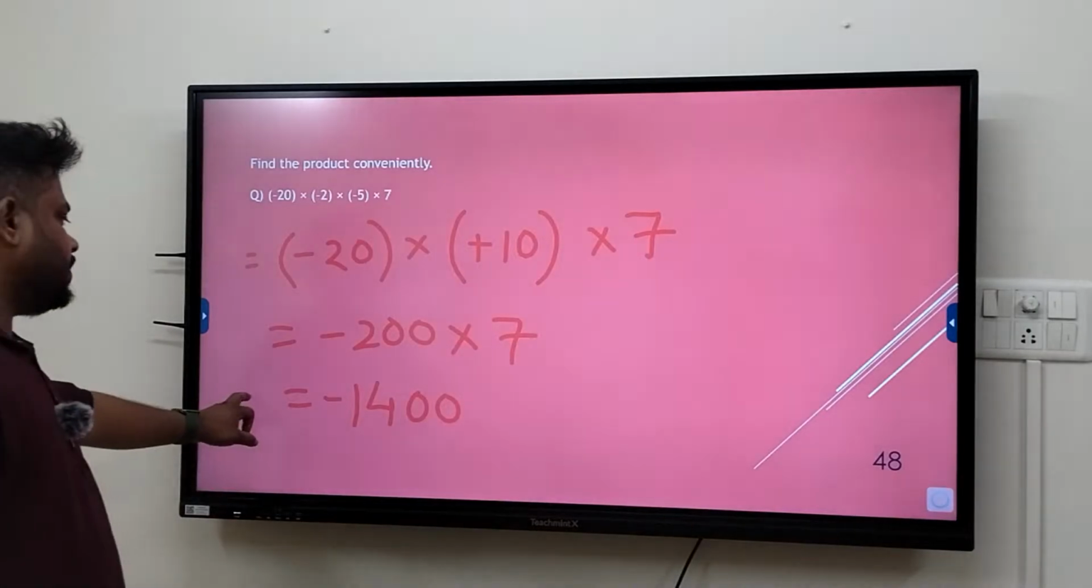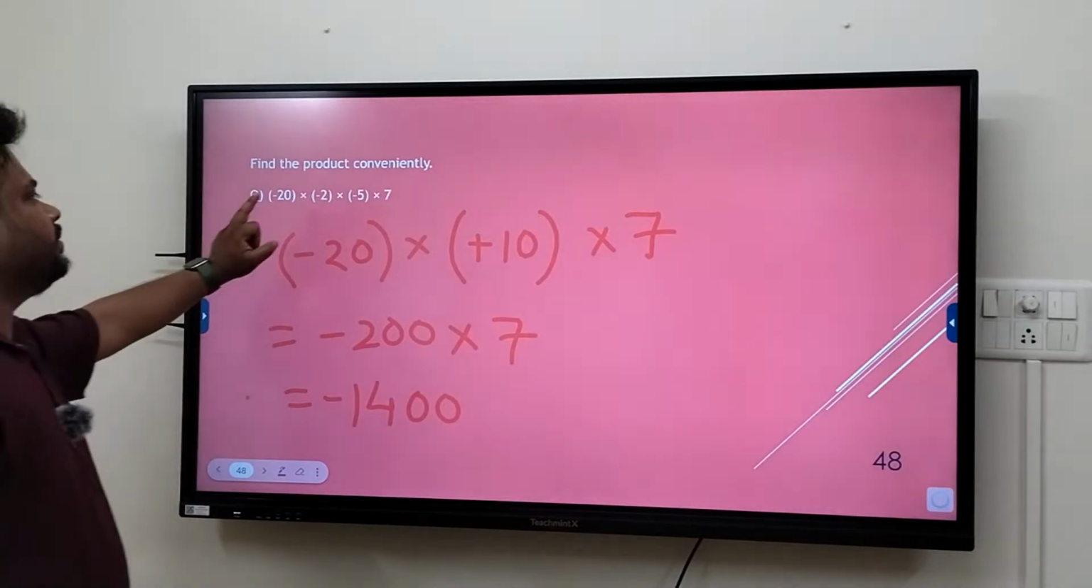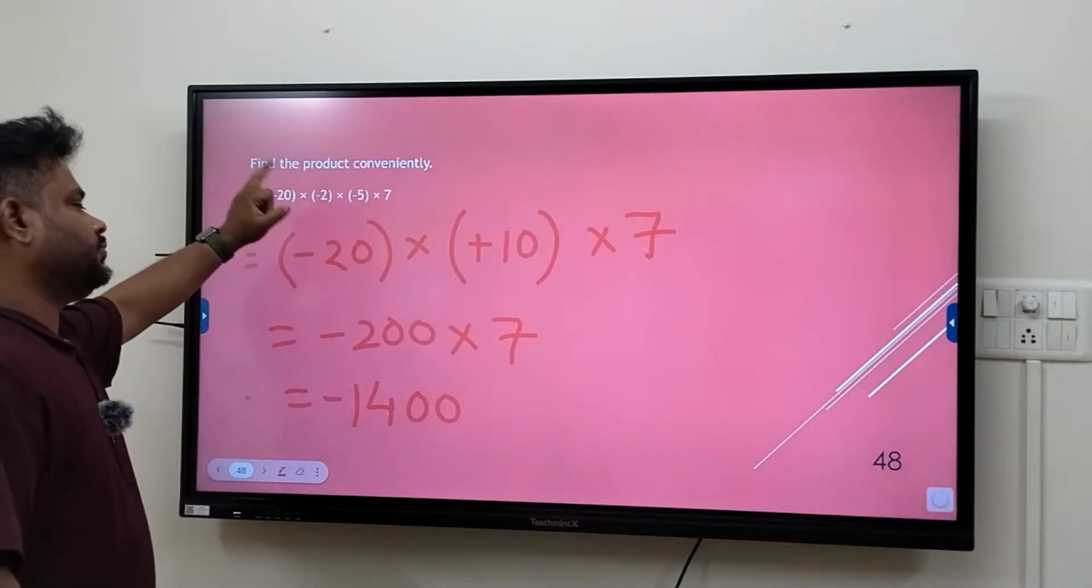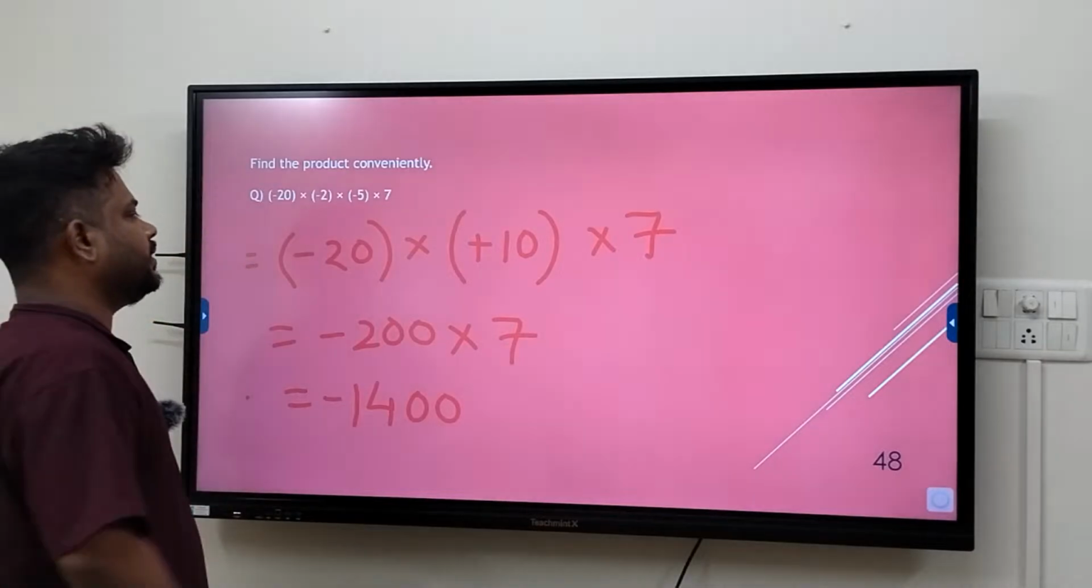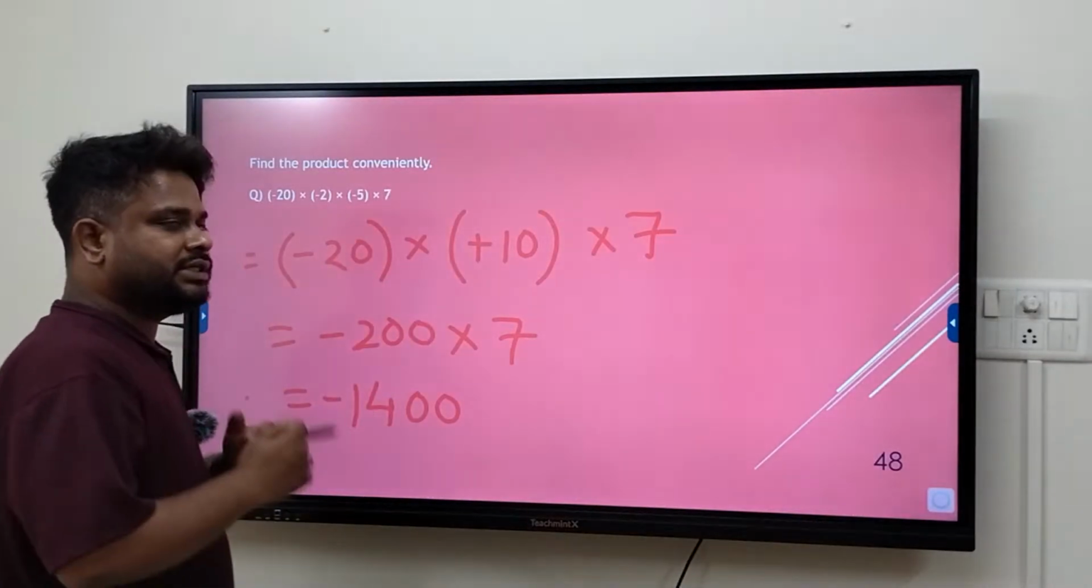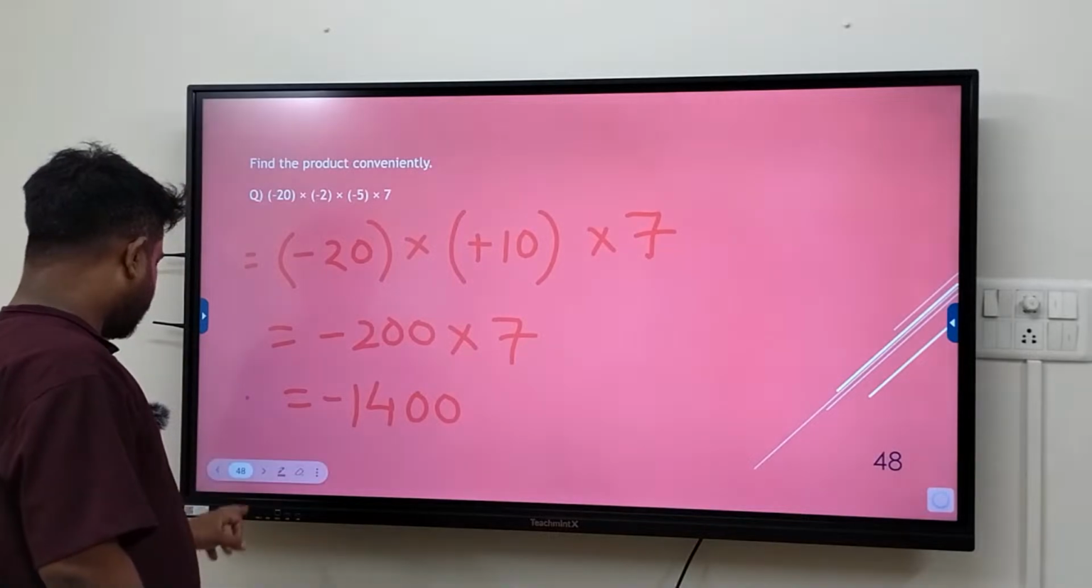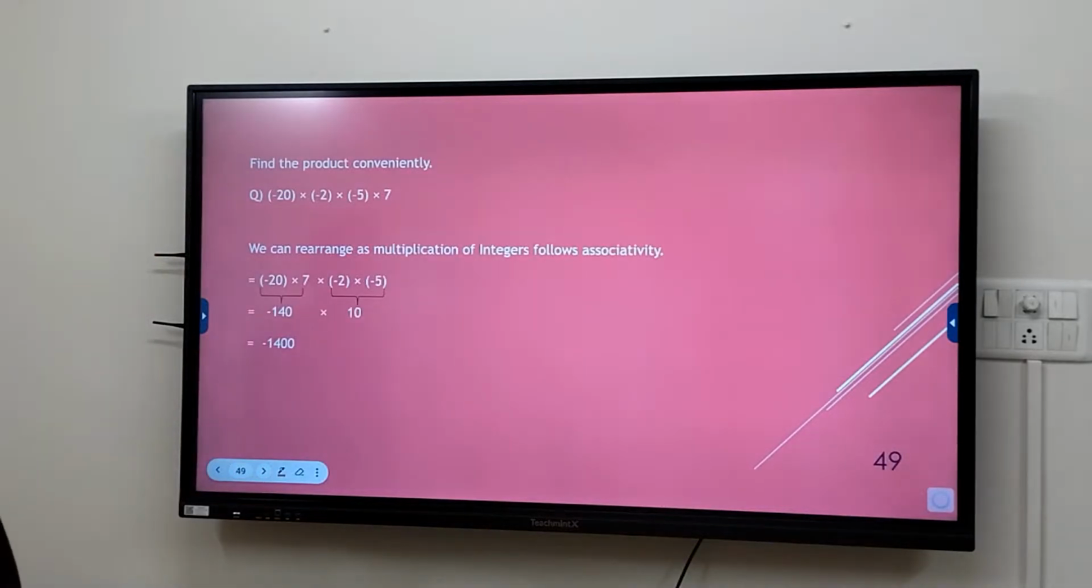Okay, so this one is pretty much easy. We don't have to multiply 20 with 2. So it will become 40, 40 with 5 will become 200, 200 with 7. We can just do it in 3 steps. Okay. The next one.